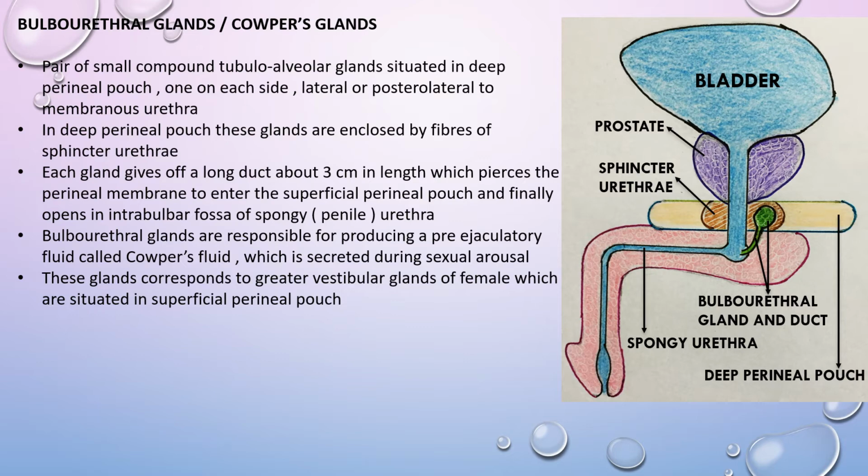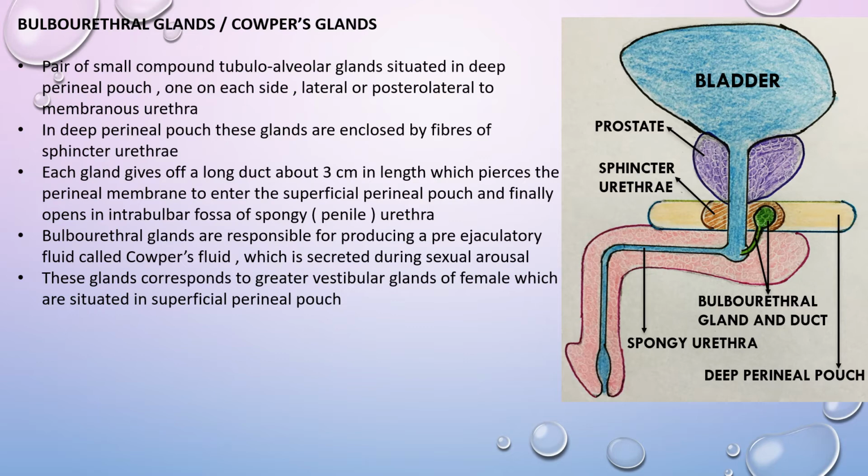Each gland gives off a long duct, about 3 centimeters in length, which pierces the perineal membrane to enter the superficial perineal pouch and finally opens in the intrabulbar fossa of the spongy or penile urethra. In the diagram, you can appreciate the duct of the bulbourethral gland piercing the perineal membrane, coming to the superficial perineal pouch, opening in the spongy urethra.